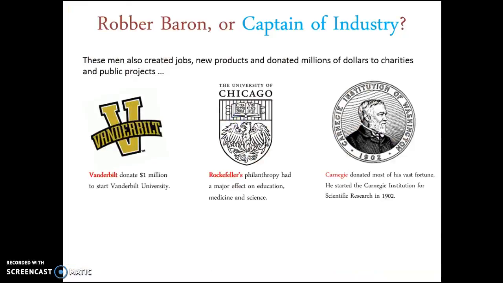So robber barons, again, or captains of industry. These men also created jobs, new products, and donated millions of dollars to charities and public projects. Vanderbilt donated $1 million to start Vanderbilt University. Rockefeller's philanthropy had a major effect on education, medicine, and science. And then Carnegie donated most of his vast fortune. He started the Carnegie Institution for Scientific Research in 1902.